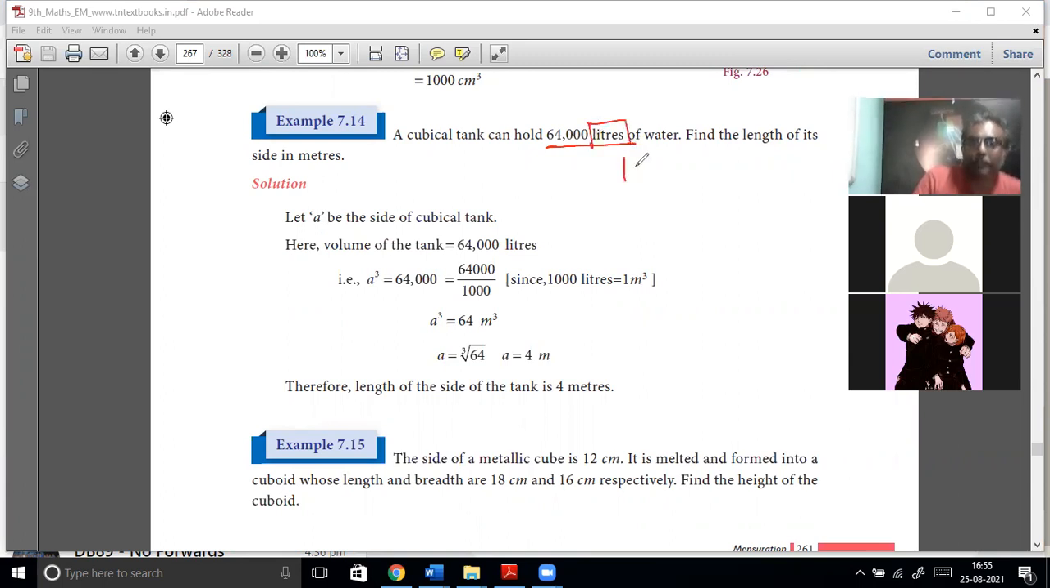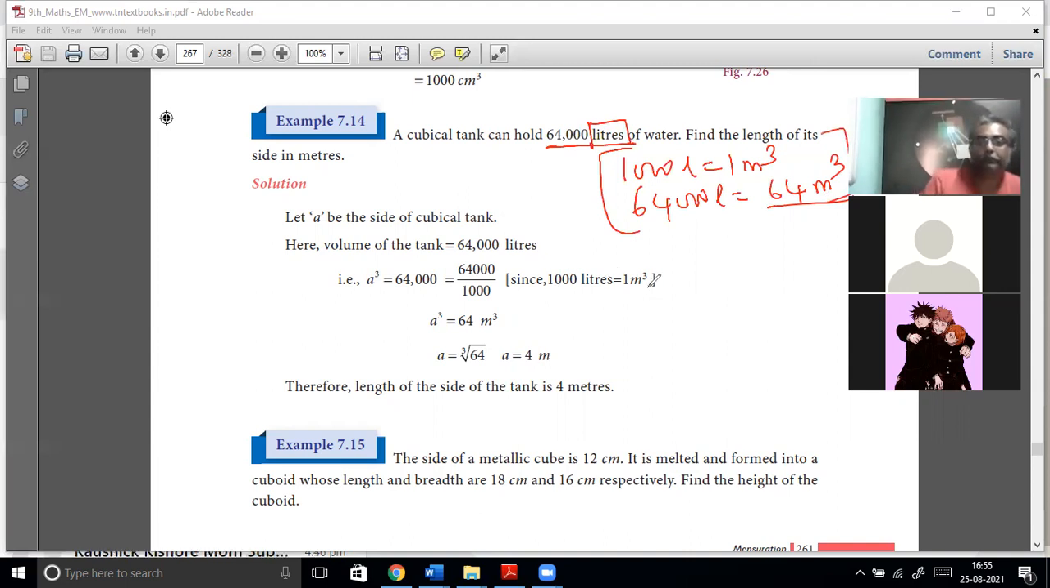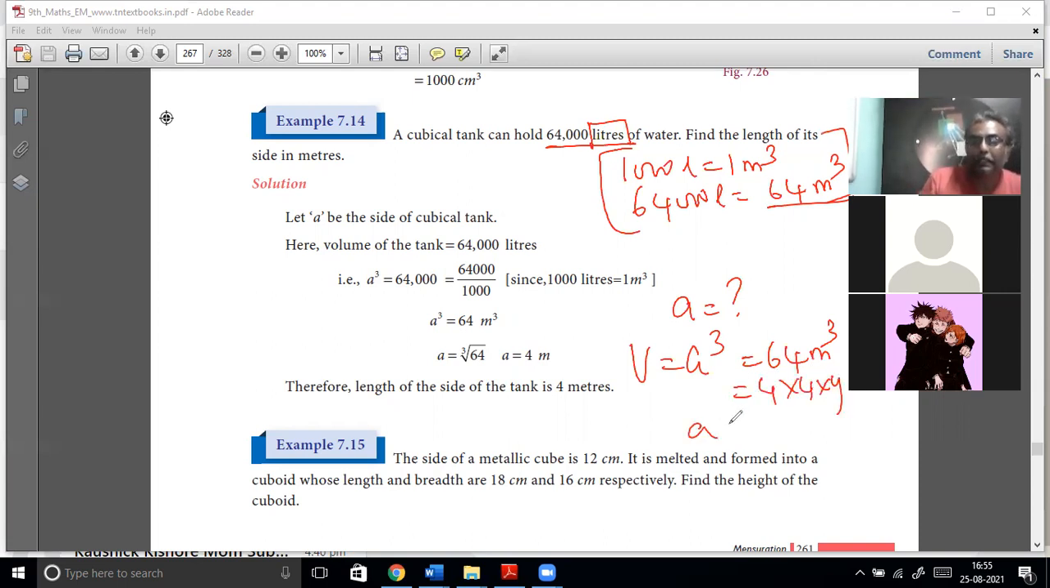So 1,000 liters equal to 1 meter cube. So 64,000 liters equal to 64 meter cube. That's all. Once you make this change, the sum is simple. A cubical tank has a volume of 64 meter cubed. What is the length of the side? A cube is equal to 64 meter cube, that is equal to 4 into 4 into 4. Therefore, A is equal to 4, because A cube is equal to 4 cubed. That's also almost a mental sum.